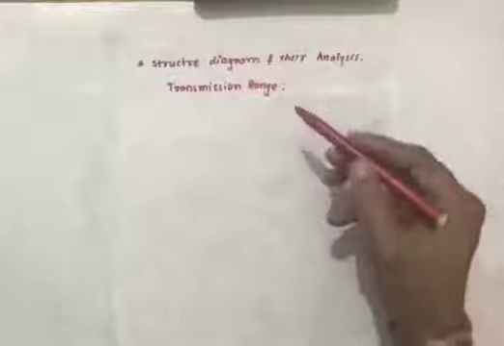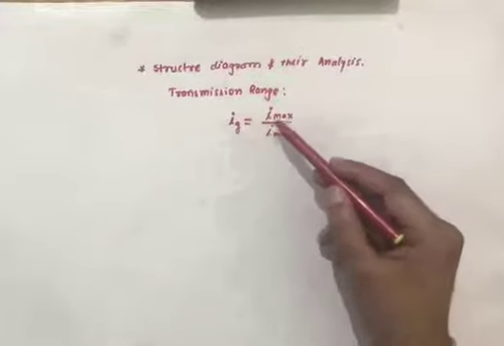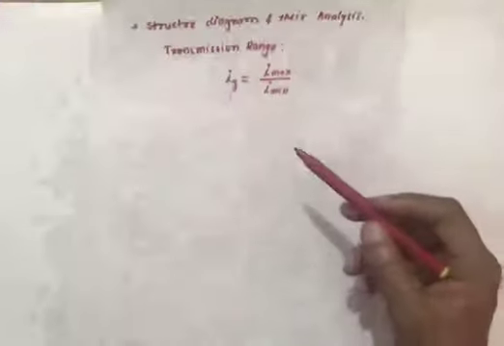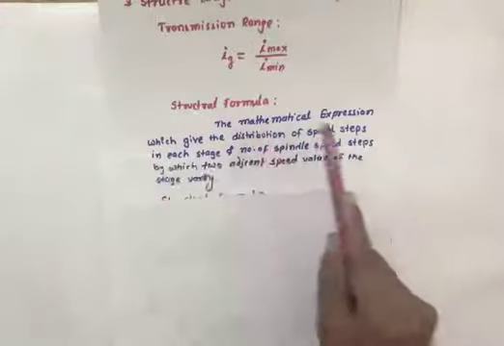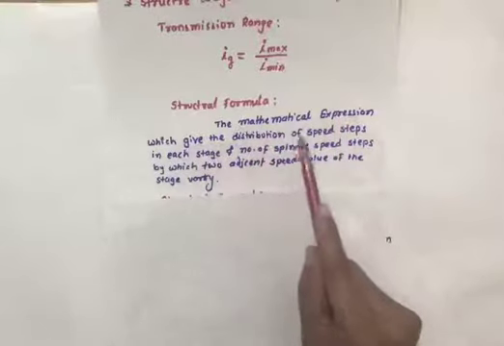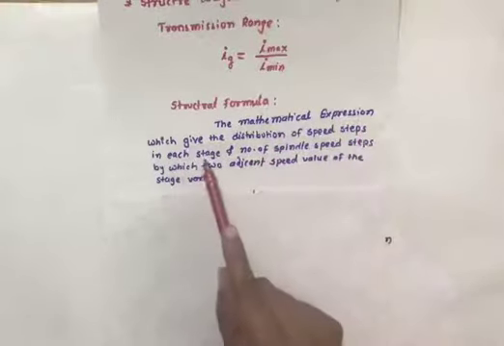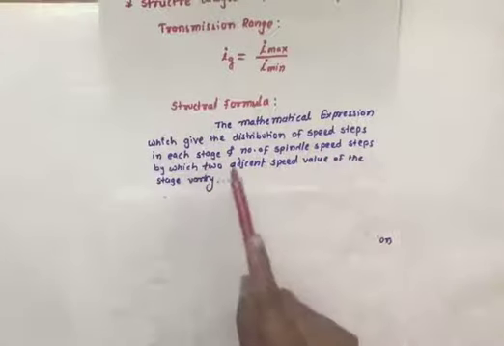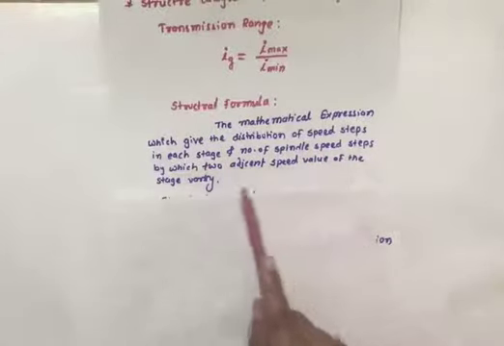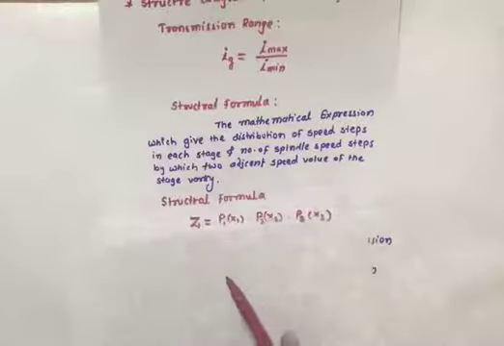Now next we'll see the structure diagram, structural formula and their analysis. The transmission range Ig is equal to I max upon I min, that is maximum reduction upon minimum reduction. The structural formula is the mathematical expression which gives the distribution of speed steps in each stage and the number of spindle speed steps by which two adjacent speed values of the stage vary.